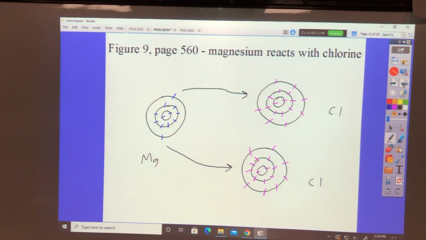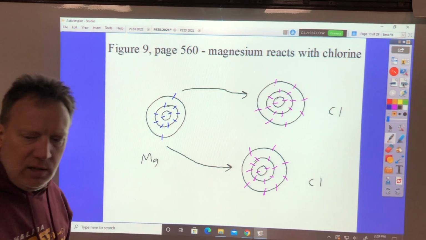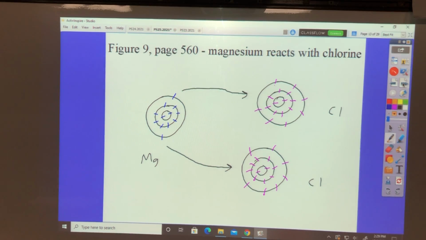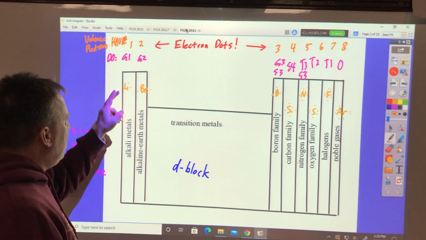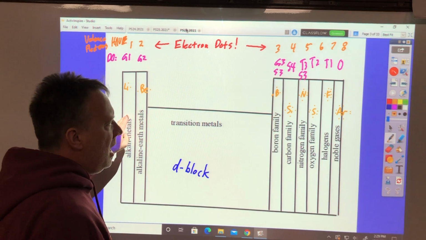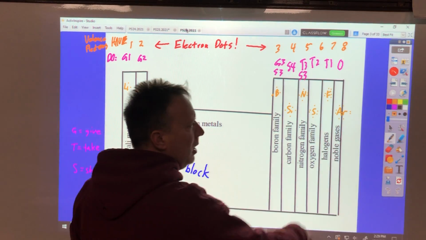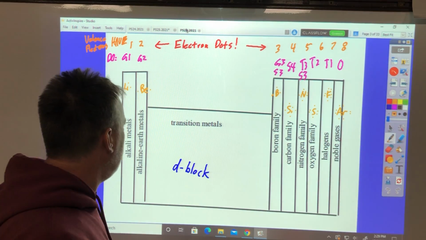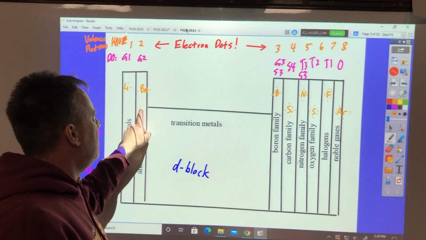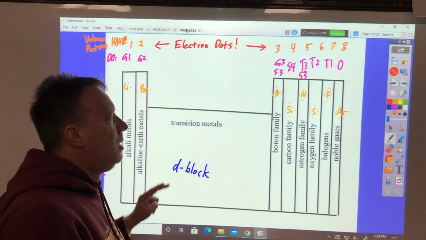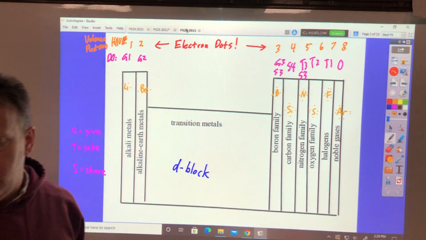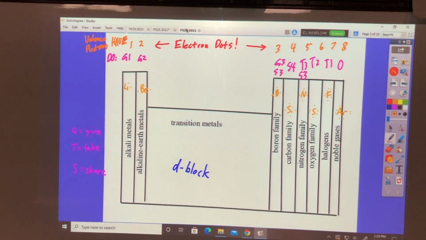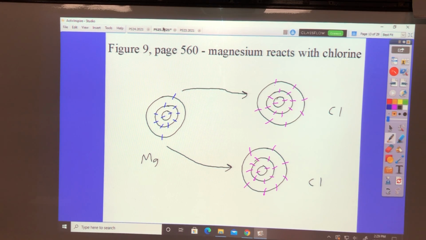Now, how do you do magnesium reacting with chlorine? This is a little trickier, because with potassium and iodine, we had giving one and taking one. That's not what we have this time. We have magnesium, which is in the give two column, with chlorine, which is in the take one column. How does that happen?